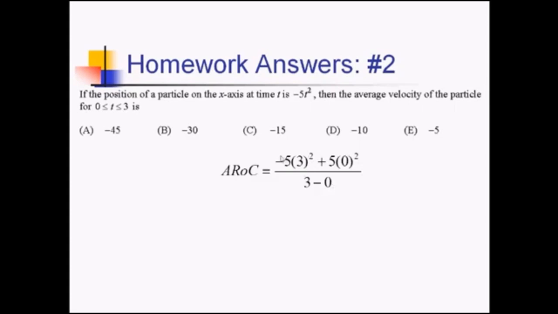So this is going to be negative 45 on the top and 3 on the bottom, which we have to simplify to negative 15, which will give us choice C.